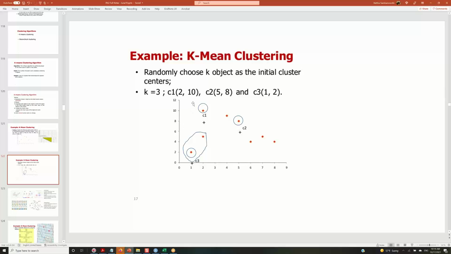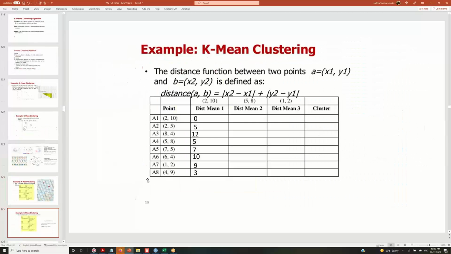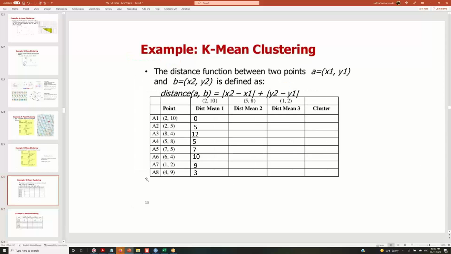Now, C1 is (2,10), C2 is (5,8), C3 is (1,2), right? Let's say you randomly selected them, those are the initial points for the 3 clusters. You find out the distance from each of these means to each of these points. So for example, how far is (2,10) from (2,10)? Of course, zero distance. It's the same point, so it's zero distance.